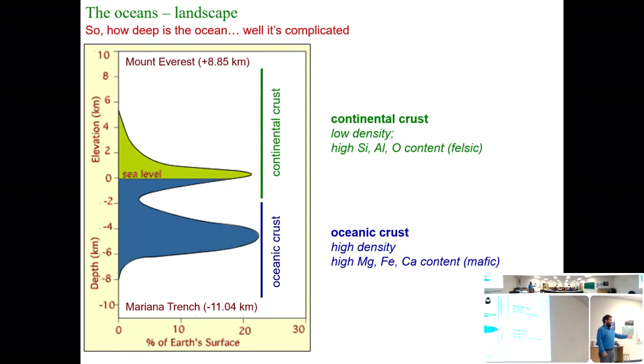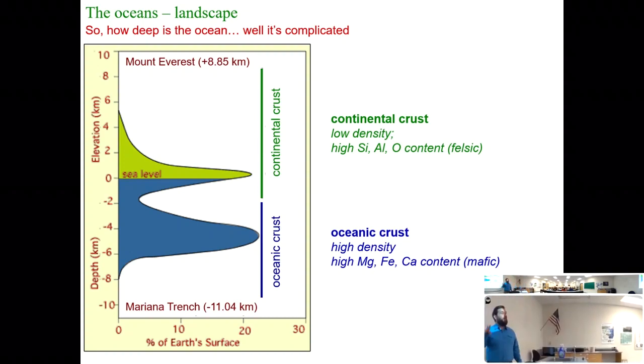Remember that we have two types of crust, right? What you see right here is the two types of crust shown by what's called a hypsometric curve, okay? And a hypsometric curve shows the distribution of different elevations over Earth's surface. And you see two peaks, it's called a bimodal distribution.